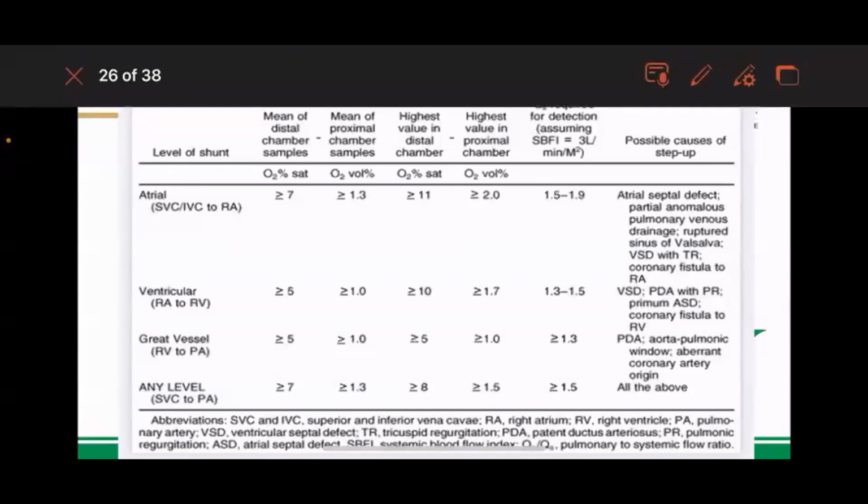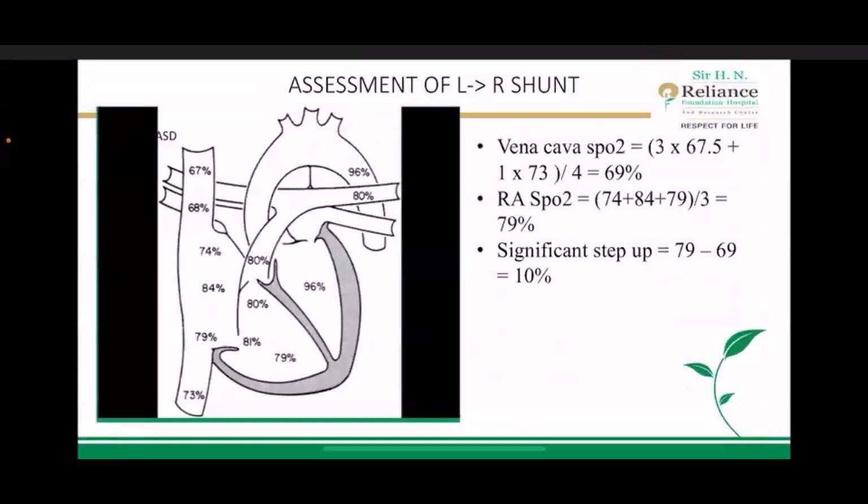So from vena cava to RA, a 7% step up in saturation. From RA to RV, a 5% step up in saturation. And from RV to PA, again, a 5% step up is significant. So what are the possible causes? At atrial level, if there's a significant step up, it could be due to an ASD. If ventricular level, the most common would be VSD, PDA. At great vessel level, it could be a PDA again.